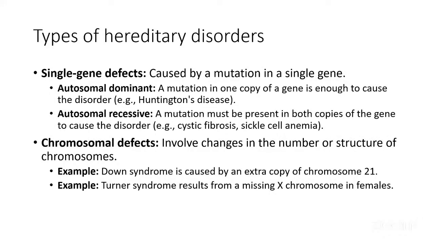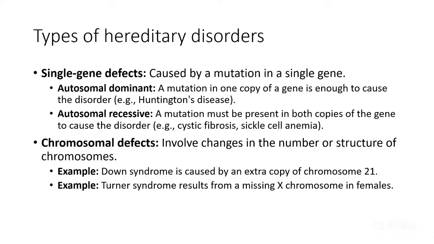Sickle cell anemia. The example of autosomal dominant is Huntington's disease. And then we have the autosomal recessive, of which the examples are cystic fibrosis and sickle cell anemia.